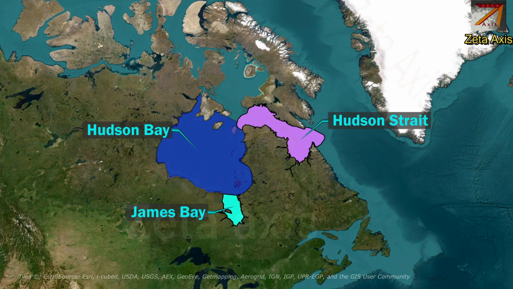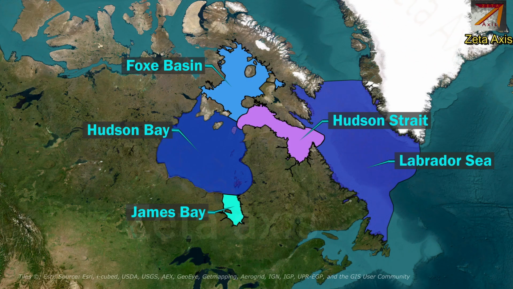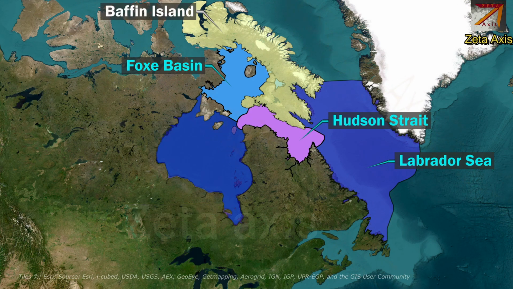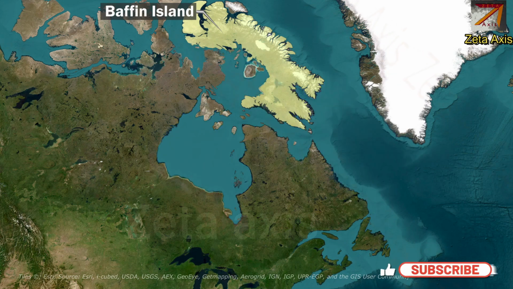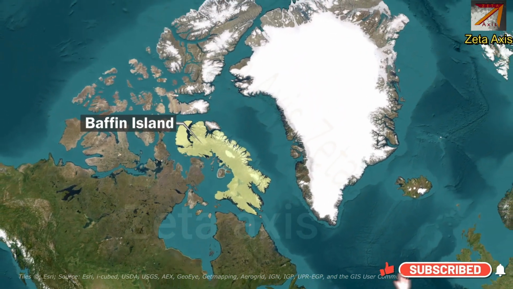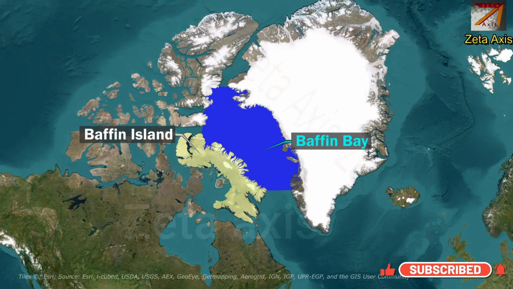The Hudson Strait provides a connection between Hudson Bay and the Labrador Sea, which finally connects into the Atlantic Ocean, while the Fox Channel connects the Hudson Bay with the Arctic Ocean in the north, and to the east of Fox Channel is Baffin Island. The Hudson Strait links the northern seaports of Canada with the Atlantic Ocean. On the eastern side of Baffin Island, we have Baffin Bay.